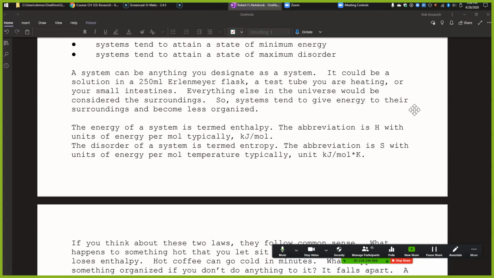And the units that we're going to use to describe enthalpy are kilojoules divided by moles. And the units that we're going to describe entropy are kilojoules divided by moles and degrees Kelvin. This multiplication is in the denominator with the moles. The abbreviation for enthalpy is an H. There's an H in enthalpy, so hopefully you remember it like that. There's no H in entropy. Although there's no S in entropy either, so sorry about that.